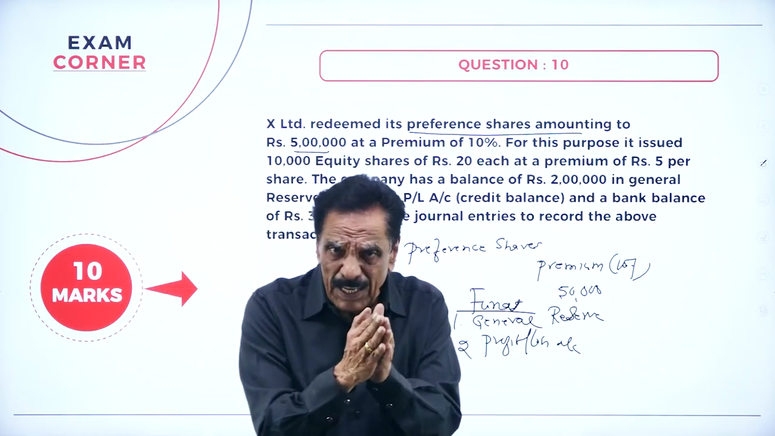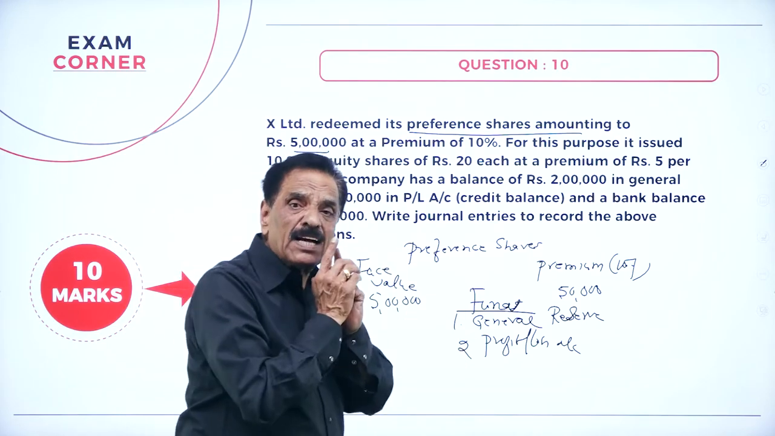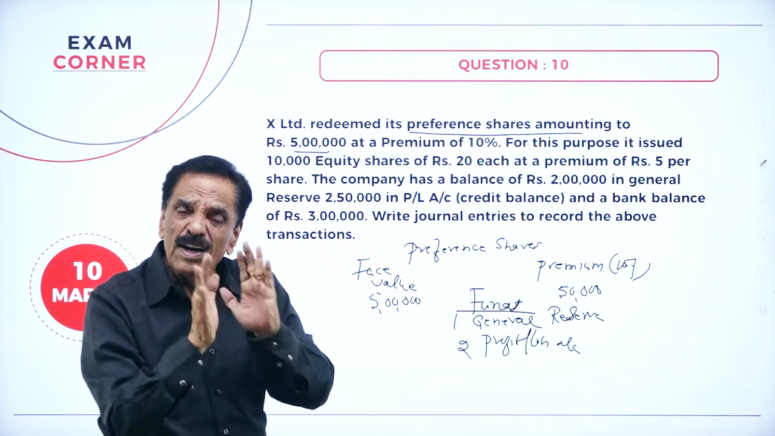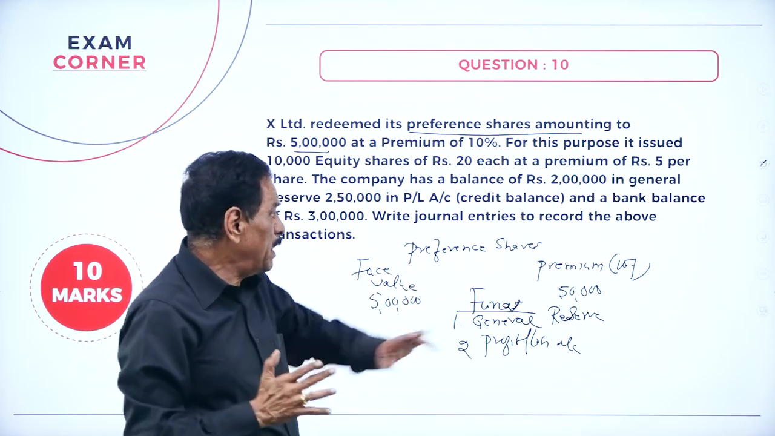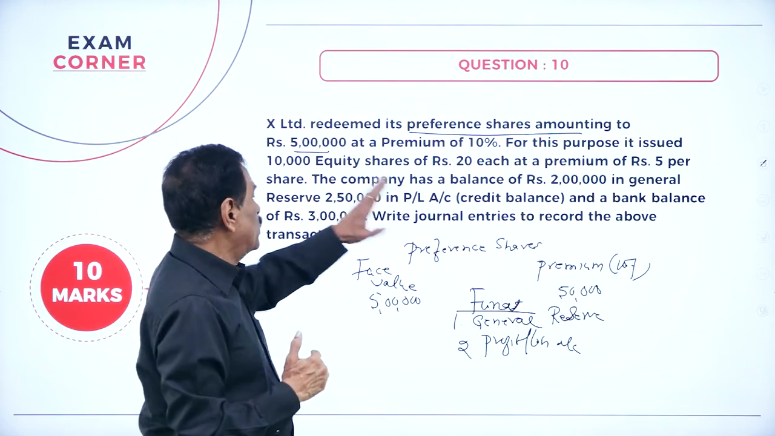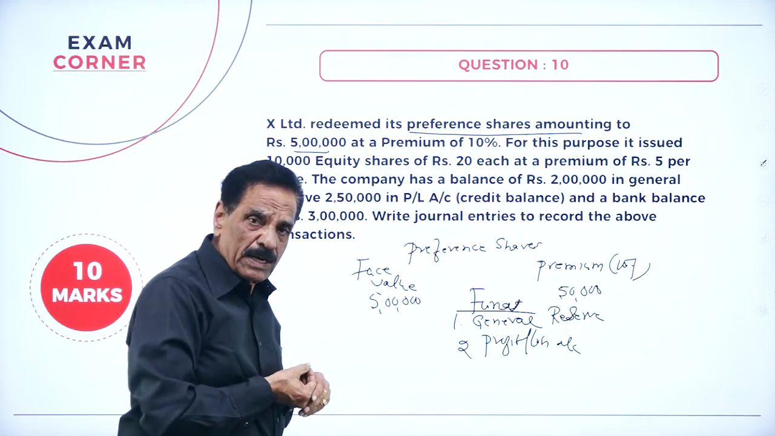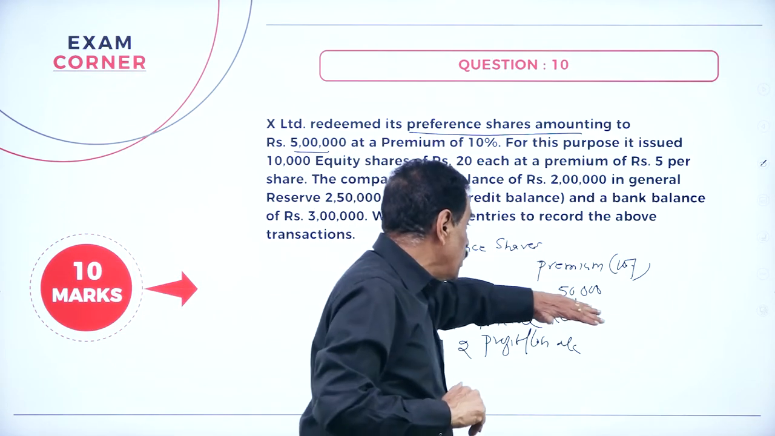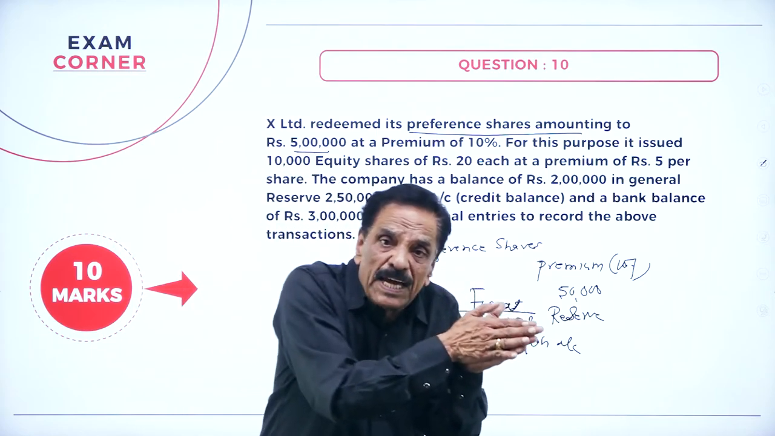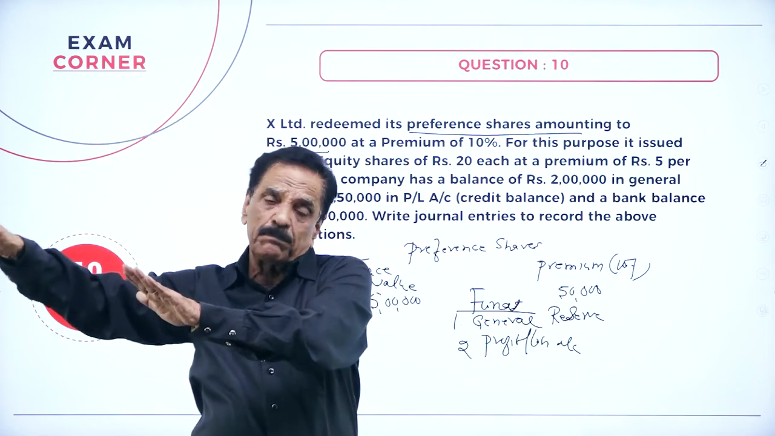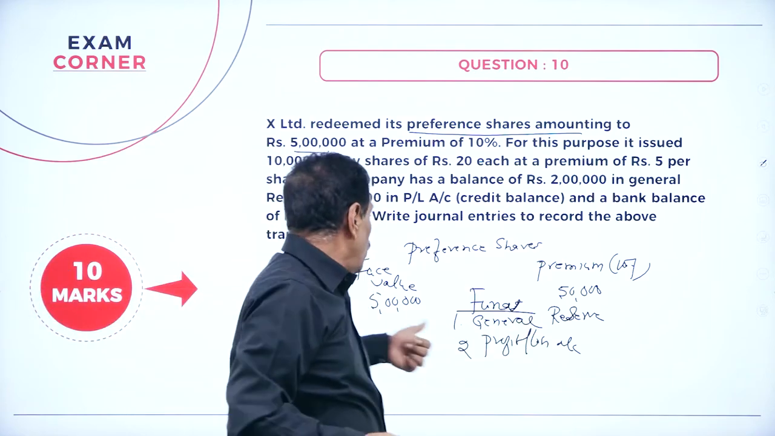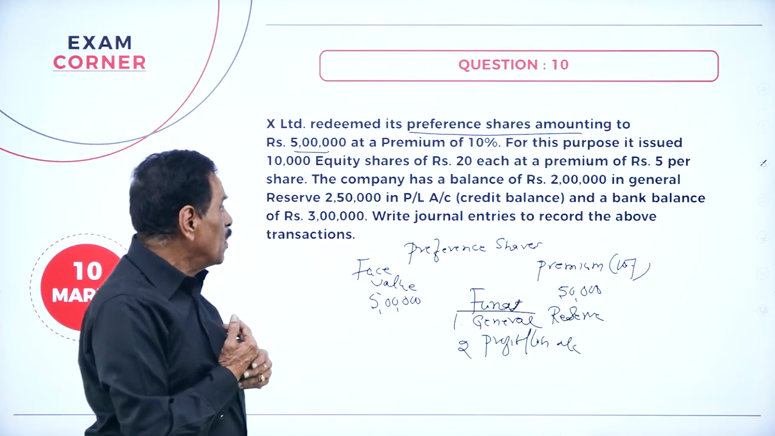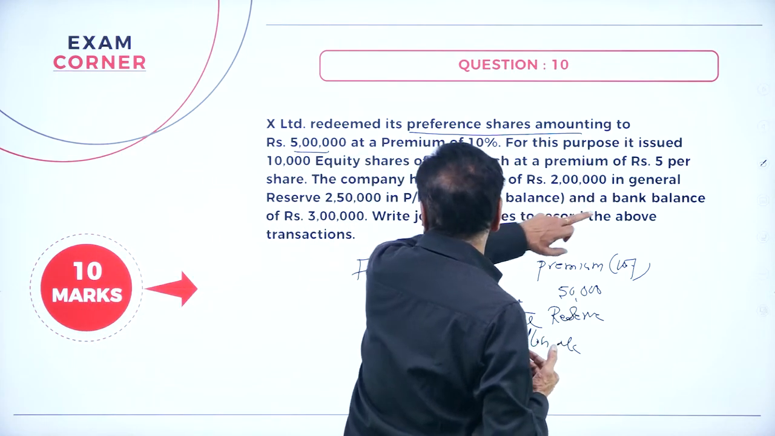If you issue the share, how much do you have to pay? 5 lakh. For the sake of 5 lakh, you issue the share at face value, 10,000 into 20 is 2 lakh. You already got 2 lakh rupees. Plus premium 5 rupees, so 10,000 into 5 means you are receiving 2,50,000. But what is your face value? 2 lakh. What's the premium? 50,000. How much premium do you have to pay? 50,000. Premium to premium is the same. Equity share premium to preference share premium, that is settled. Then what's your face value? 5 lakh. How much did you get? 2 lakh. How much shortage? 3 lakh rupees.